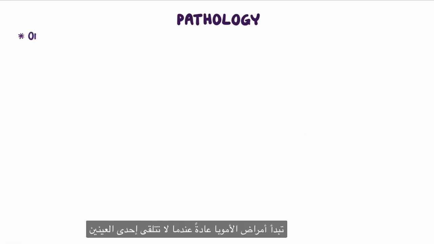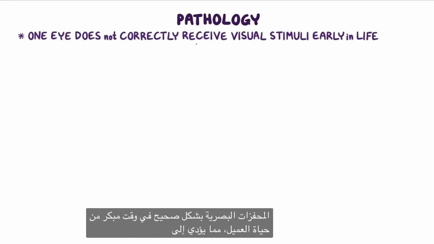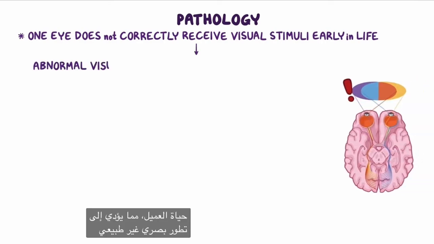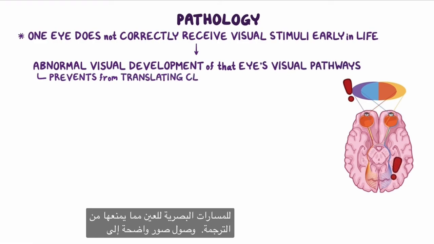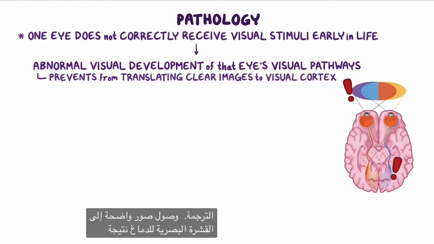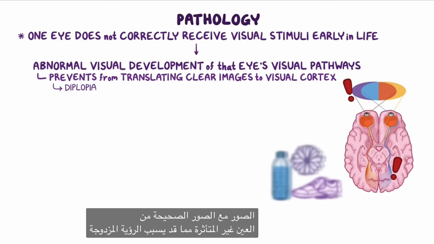Now, the pathology of amblyopia usually starts when one of the eyes does not correctly receive visual stimuli early in the client's life. This results in abnormal visual development of the eye's visual pathways, which prevents them from translating clear images to the visual cortex of the brain. As a result, the visual cortex is not able to fuse these images with the correct images from the unaffected eye, which can cause diplopia or double vision.